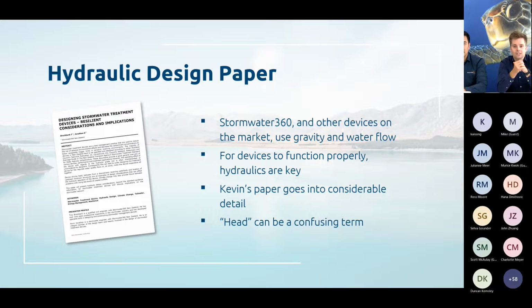But one of the key things to consider is that Stormwater 360 and other devices that are available use gravity and water flow to provide treatment and provide the treatment mechanisms. So generally speaking, you don't pump treatment devices. There's no electricity. They all use the flow of water to start and continue the treatment mechanism. So the correct hydraulic integration of those devices into the network is key to ensure that the device is going to treat as you need.